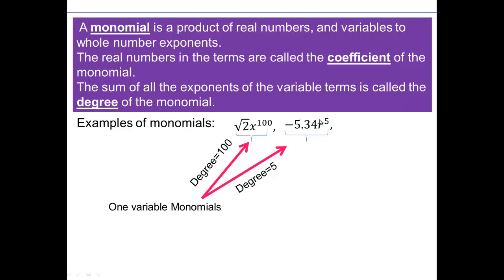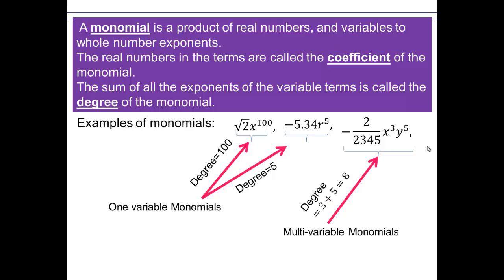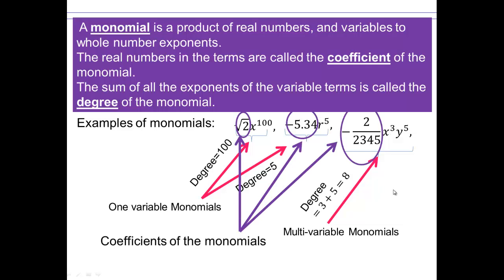The degree of this monomial is 5 because that's the power of the exponent. If you have a term with multiple variables, then to compute its degree, you look at all the exponents involved on the variables and take their sum. So here the degree of this monomial is going to be 8, because 3 plus 5. Those terms that you see, square root 2, negative 5.34, negative 2 over 2,345, are all coefficients of the monomial.